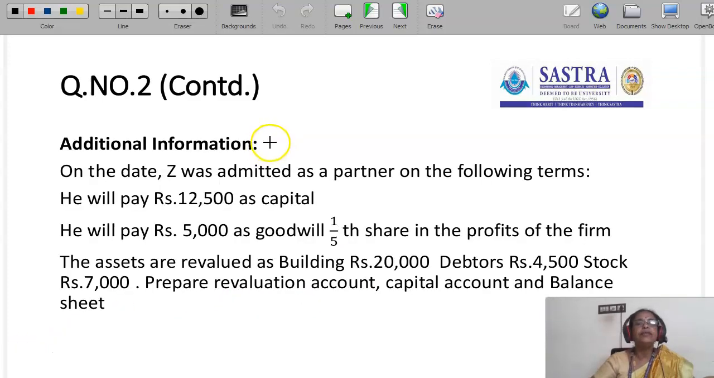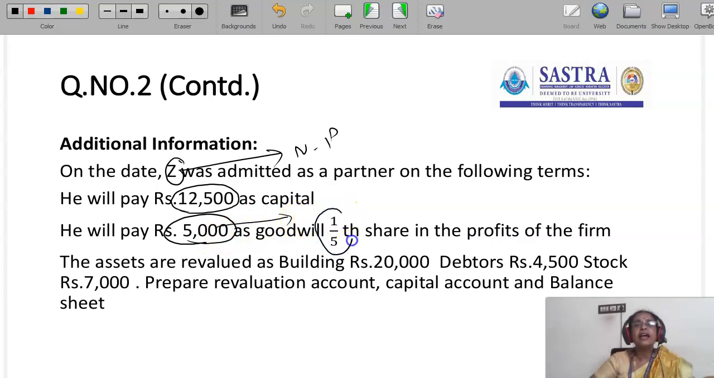Additional information given for the above problem is, on that date, Z was admitted as a partner. The new partner's name is Z. He will pay 12,500 as capital and 5,000 as goodwill. So he paid 5,000 rupees for goodwill. The method we are going to follow is the premium method. The share of the new partner is 1/5. Assets are revalued as building 20,000, debtors 4,500, stock 7,000. Prepare revaluation account, capital account and balance sheet.